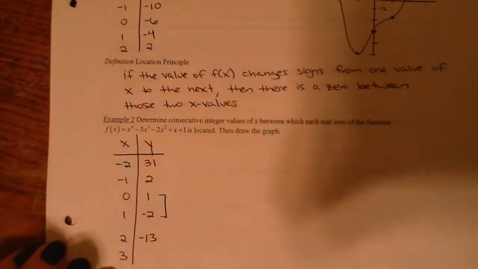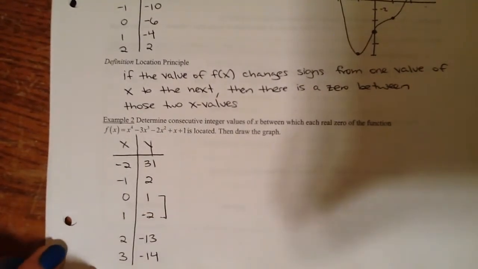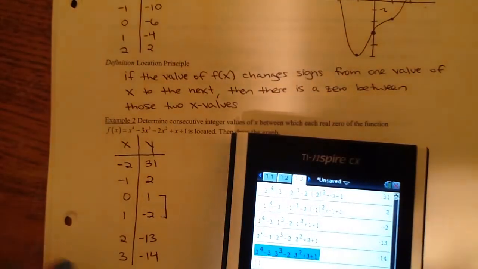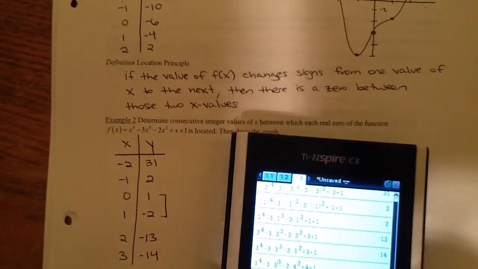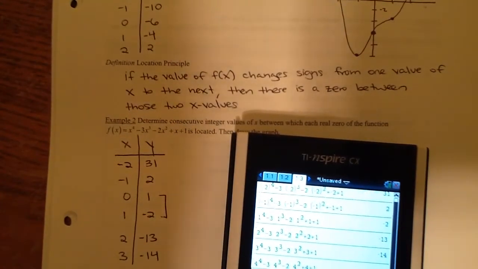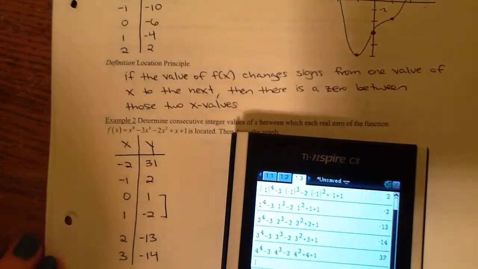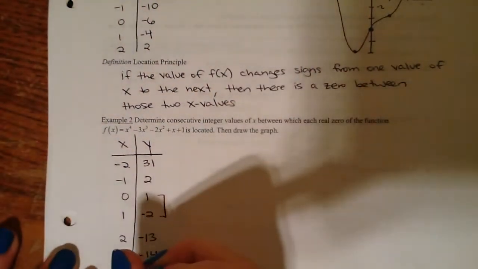Okay, I get a negative 14. Okay, it's still got to come back up. So let's try the 4. Like I said before, there's no perfect directions that I can give you for these. You just have to kind of play around until you get what you know the polynomial is supposed to look like. 37, there we go. That's more of what we're looking for. Okay, so it turned back around in there somewhere.